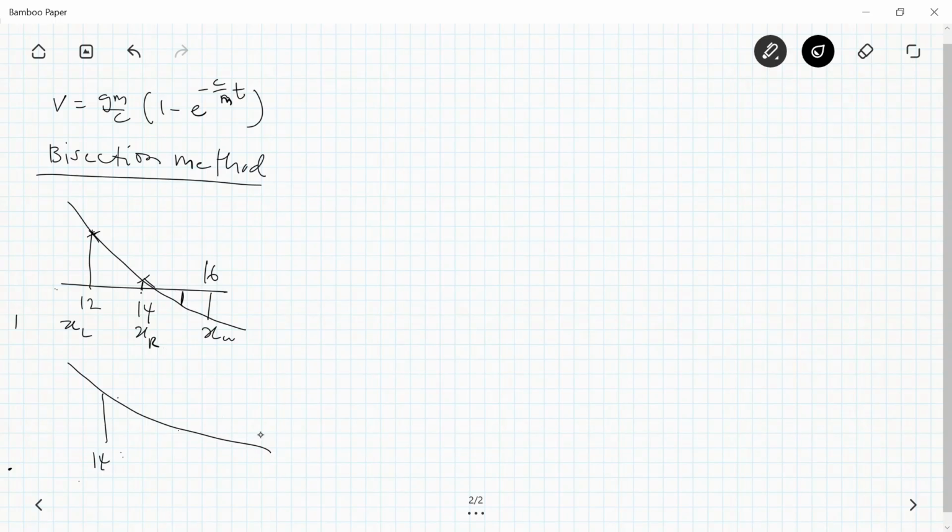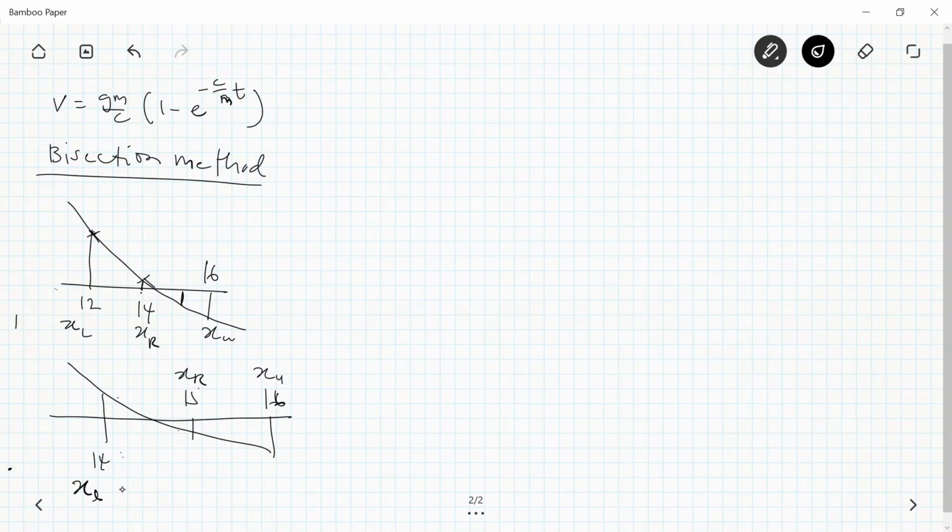Now this is 16, and 14 plus 16 divided by 2 is 15. So this is 15. This is my XR now. Sorry, before this, my 14 was my XR. Now my 14 becomes my X lower, and this is X upper.